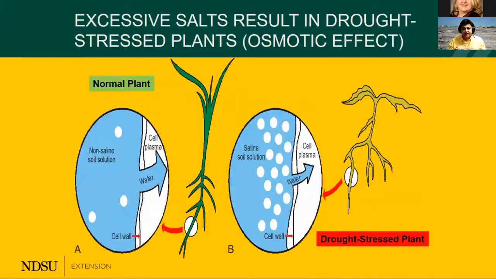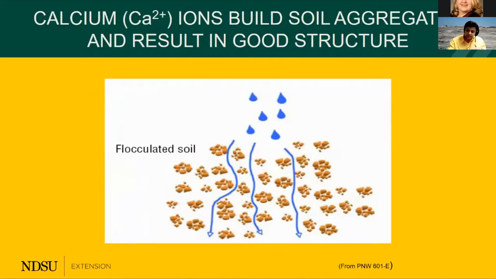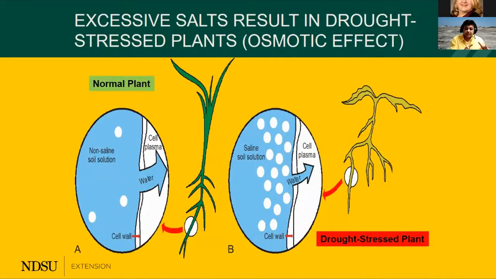The most common negative effect of salinity is that salts compete with plant roots for water. They deprive plant roots of water even under decent moisture conditions. So on the left-hand side, we have a green, healthy growing plant. And the salts are represented by the white dots. So plants are able to take up the water in their cells because there is not enough pull by the salts in the soil.